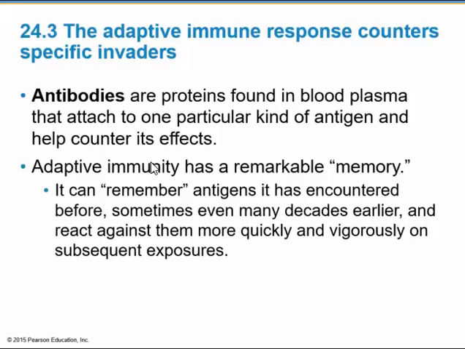So adaptive immunity has the ability to remember previous infections and be ready for it if that particular pathogen decides to strike again. So it can remember antigens it has encountered even years before. And the second response will be much greater than the first response.